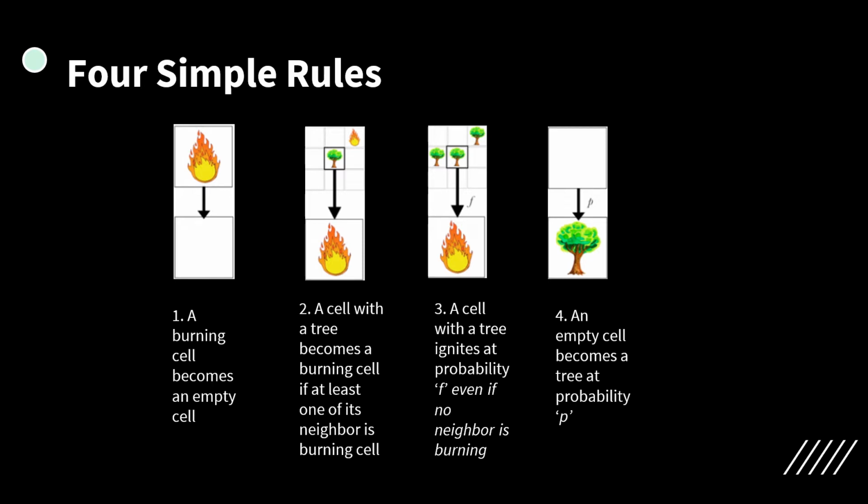The first one is a burning cell becomes an empty cell. The second one is a cell with a tree becomes a burning cell if at least one of its neighbors is a burning cell. The third rule is a cell with a tree ignites with probability F even if no neighbor is burning. The fourth rule is an empty cell becomes a tree with probability P.